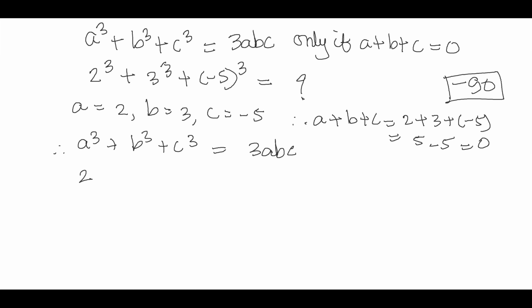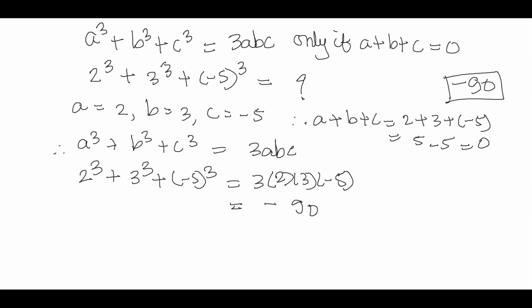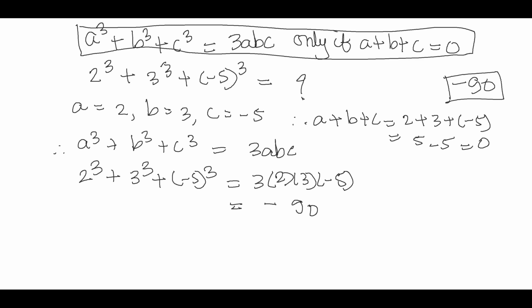So this is 2 cube plus 3 cube plus minus 5 cube is equal to 3abc, which is 2 into 3 into minus 5. Everybody do the calculation and check. Are you getting minus 90 or not? 2 into 3 is 6. 6 into 3 is 18. 18 into minus 5 is minus 90. So the answer is minus 90. That means this formula which we have seen actually works, because we found the answer by manual calculation and then using the 3abc formula we got the same answer. That means this really works.